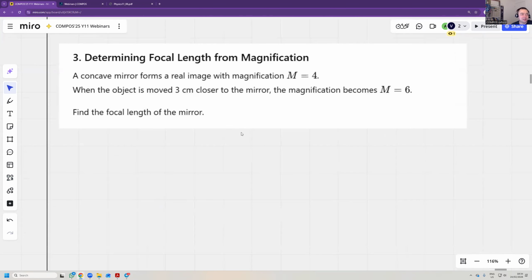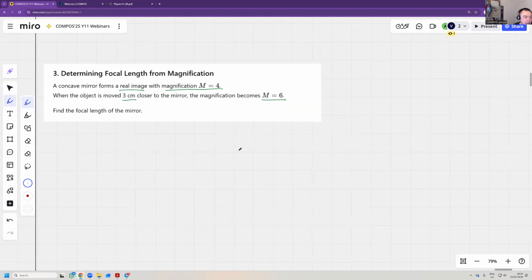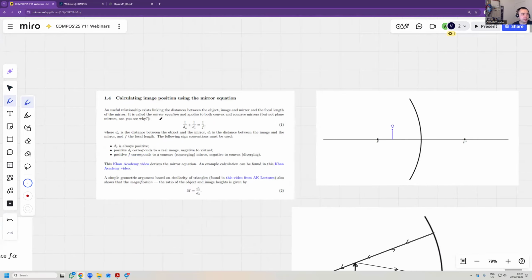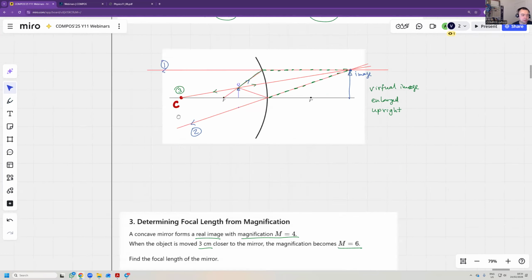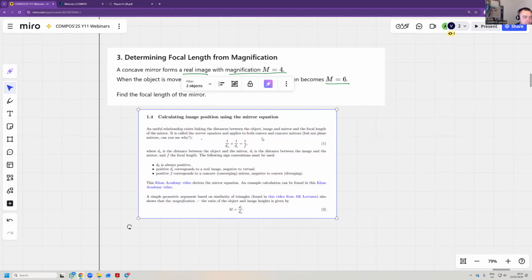Okay, determining a focal length from magnification. A concave mirror forms a real image with magnification 4. When the object is moved 3 centimeters closer to the mirror, magnification becomes 6. Determine the focal length of the mirror. Right. So here we can use the formula for the... we can use the formula.